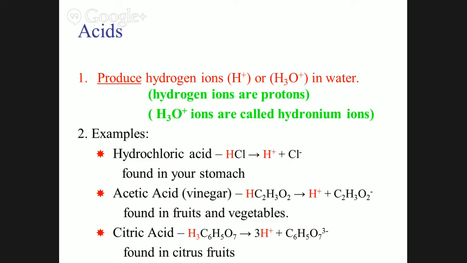So anything that makes hydrogen ions is considered an acid. And here we have a few examples. We have hydrochloric acid, which is found in your stomach. We have acetic acid, which is basically vinegar, found in fruits and vegetables, salad dressing, and then our citrus fruits, citric acid.